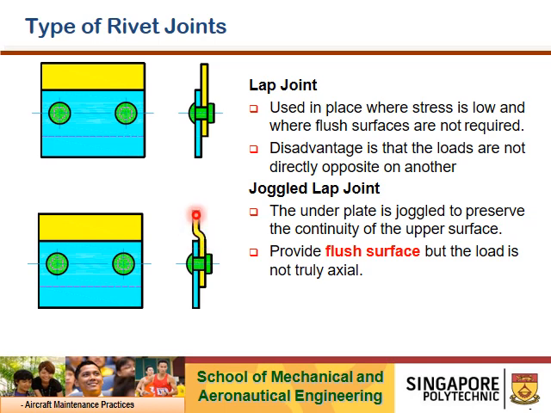For the jogger lap joint, the yellow plate here is actually being bent, and that joint is known as a jogger. So the under plate is jogged to preserve the continuity of the upper surface. So we can see that this is flush, in line. So it provides a flush surface, though the load is not truly axial.